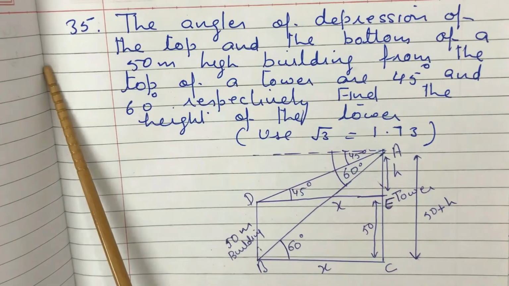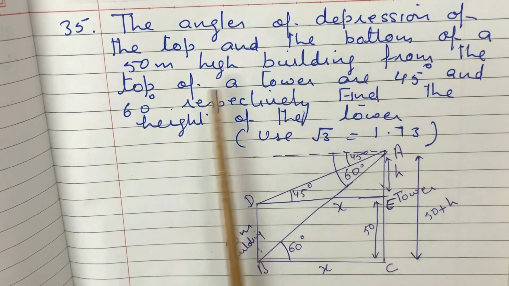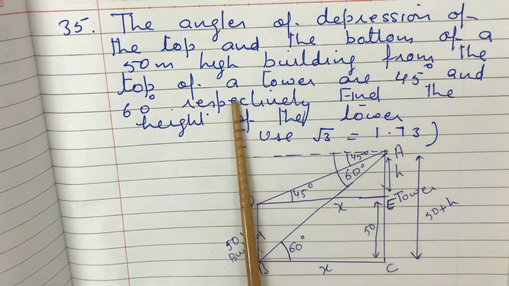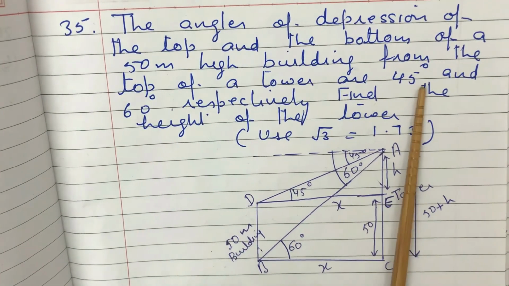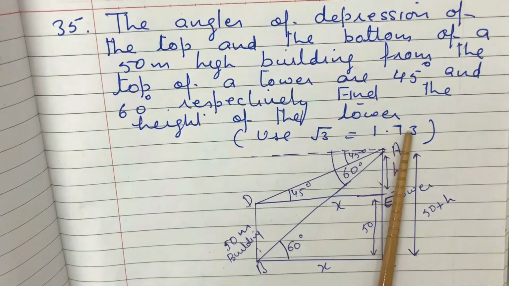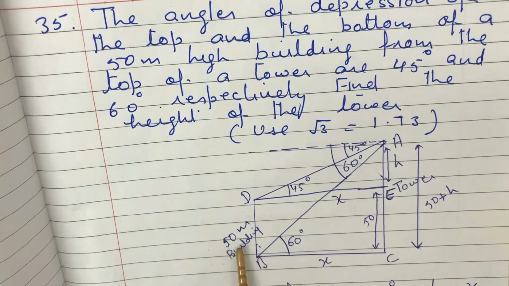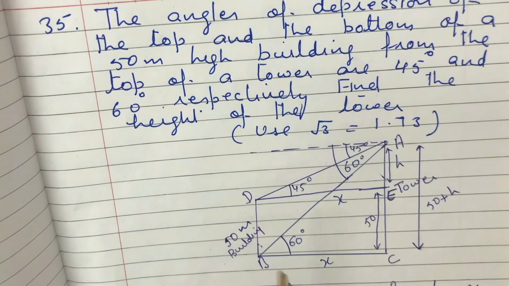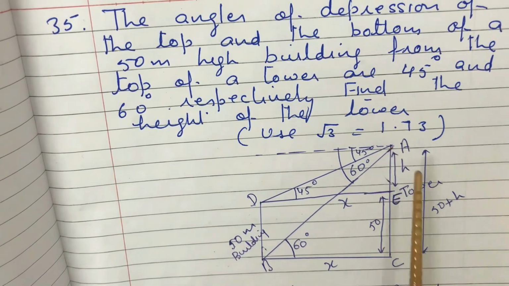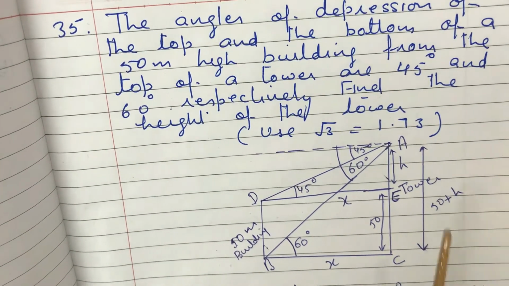Now question number 35. The angles of depression of the top and bottom of a 50-meter high building from the top of a tower are 45 degrees and 60 degrees respectively. Find the height of the tower. Now this is the base and BD is the building and it is 50 meter high, and on this side AC is a tower. You all can draw this figure.